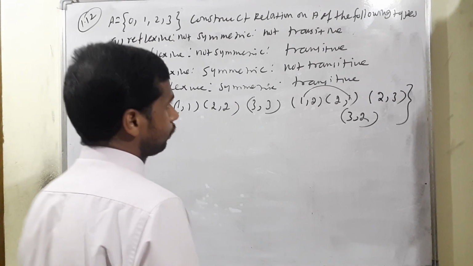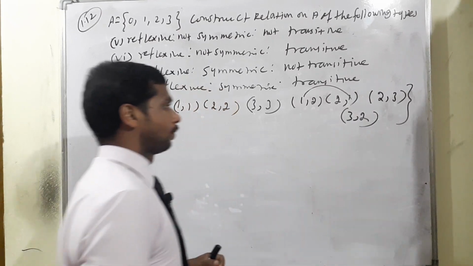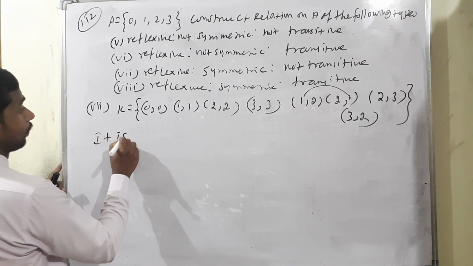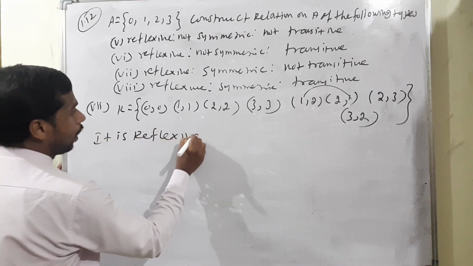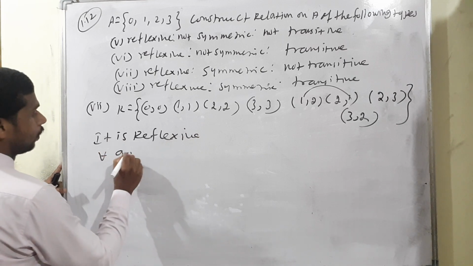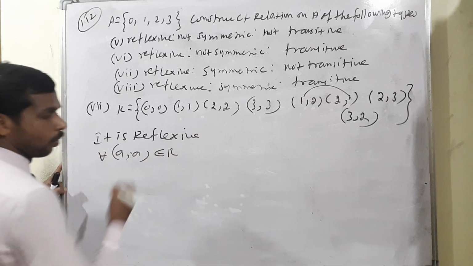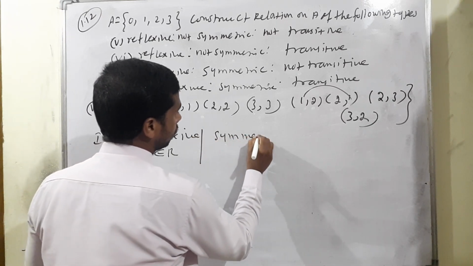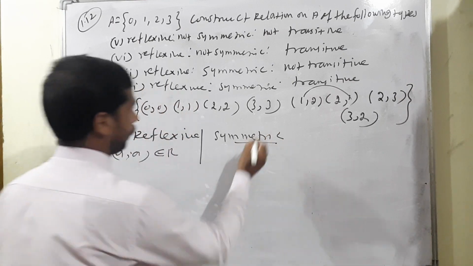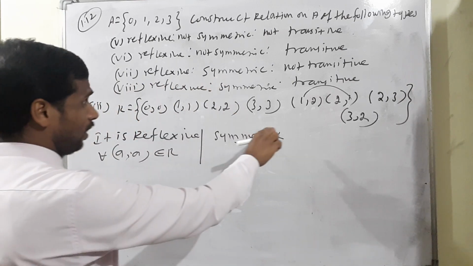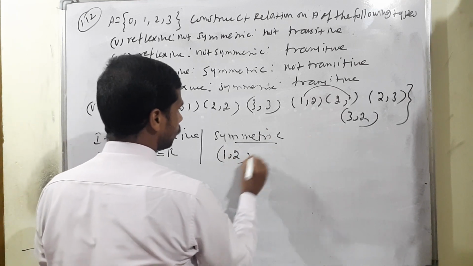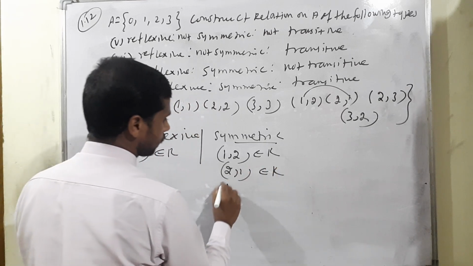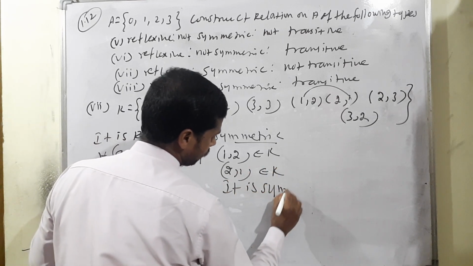It's correct, dear. So this pair is enough to prove. First one we can write clearly: it is reflexive. How is it reflexive? All A comma A belong to R. Next condition, symmetric. Listen, 1, 2 belongs to R means definitely 2, 1 also belongs to R. Therefore, we can say it is symmetric.